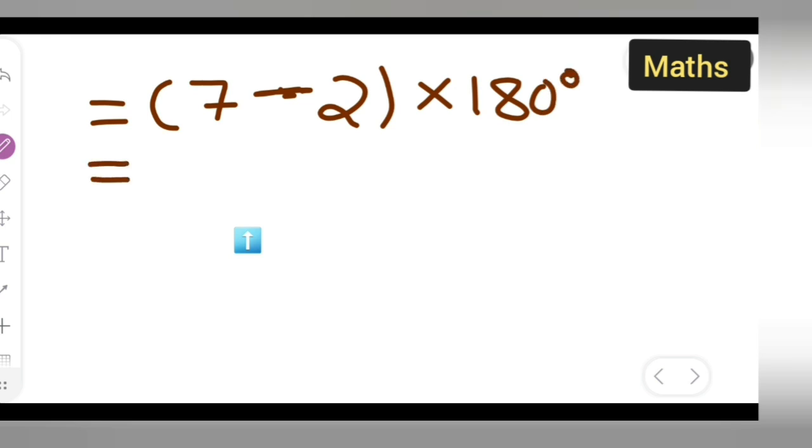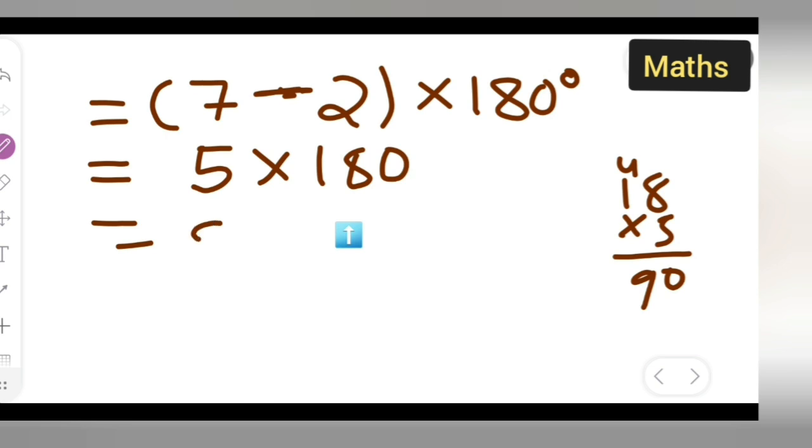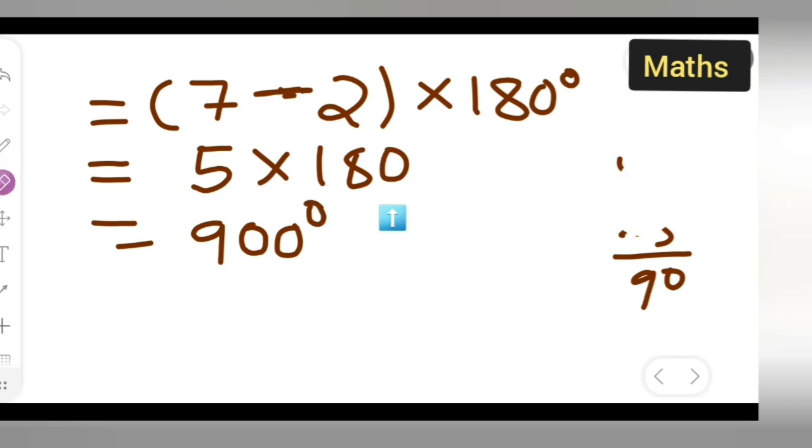Now 7 minus 2 is going to give you 5. So 5 you have to multiply with 180, and see what you are going to get. 5 eights are 40, 5 ones are 5, 6, 7, 8, 9, so 90 will be your answer, and add one more 0. So 900 degree.